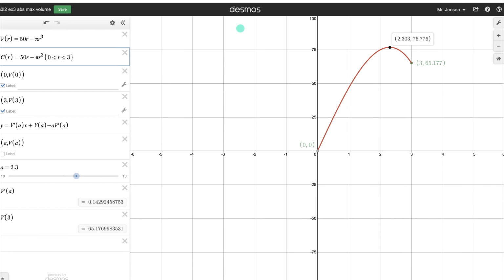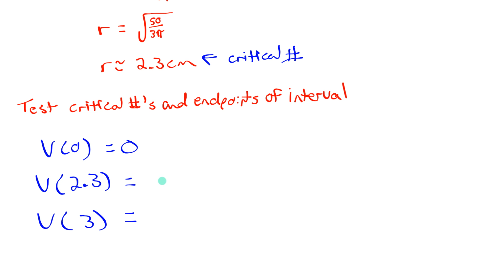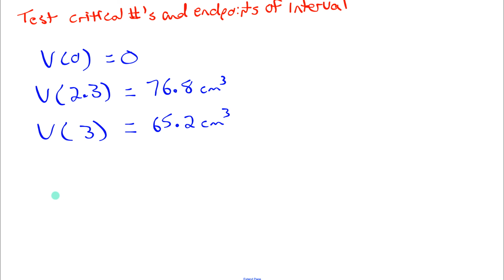If we plugged into the equation, we'd get the y values that go with all 3 of these points labeled. We'll jot those down and see which y value is the highest. And these are approximate, 76.8 centimeters cubed and 65.2 centimeters cubed. So the absolute max on the interval would occur when the radius is 2.3.